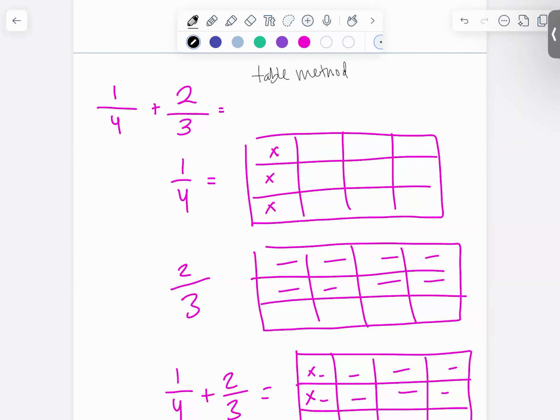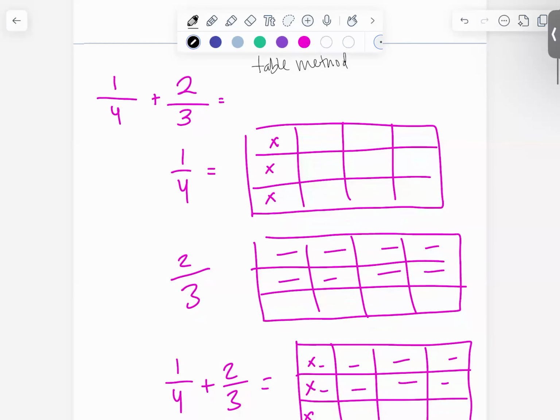Hello, this is an example of a few different methods of adding fractions. So in the first example, we have 1/4 added to 2/3. They have different denominators, and so there's a table method.